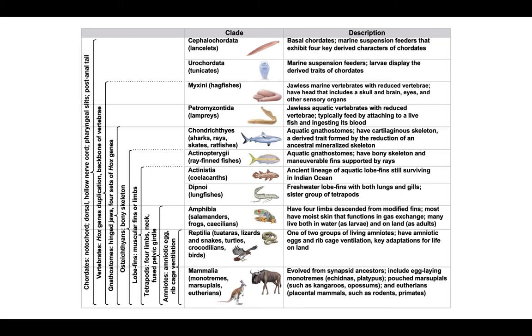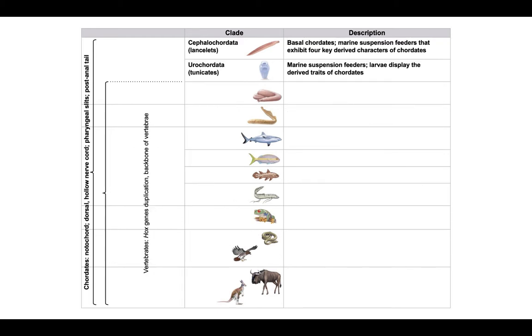I love this chart here. And here are our two basal chordates. You can see that they are not vertebrates. Vertebrates, the dotted line shows where that ends here. But they are the cephalochordates, or the cephalochordata clade, and the urochordata clade.